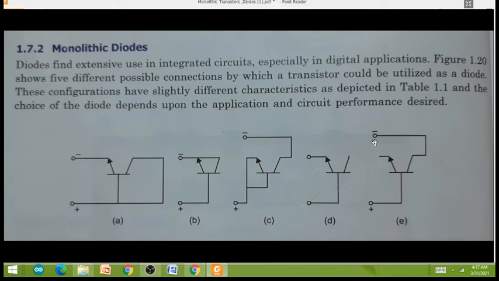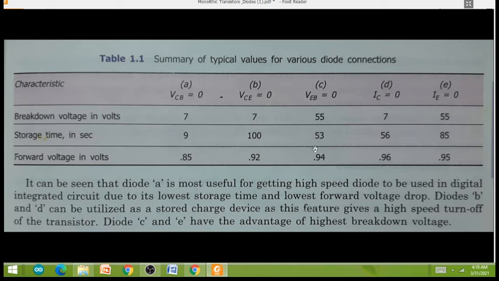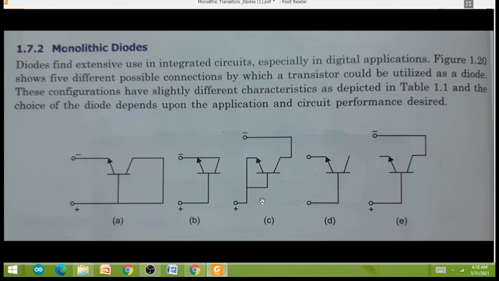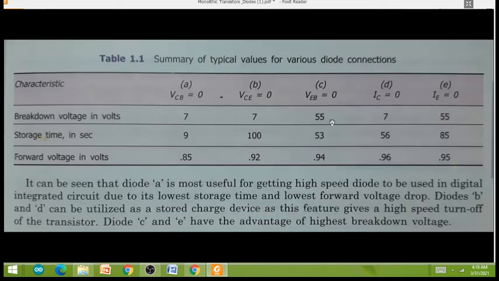So these are all varieties of the diodes, and all will give you small variations, and all have their own performance up to the desired. So it is given A, B, C, D, E diodes, and their speciality is given over here. So breakdown voltage, in the C type of variation where you are shorting the base and emitter, you have the highest breakdown voltage, right? So these are all the advantages of the diodes.